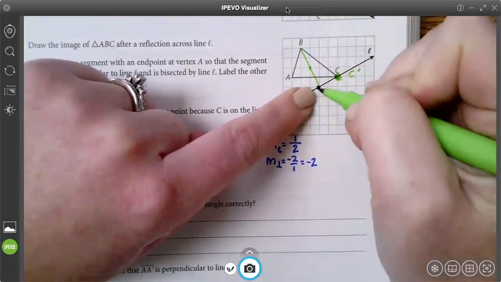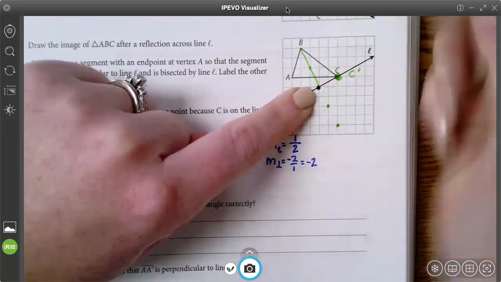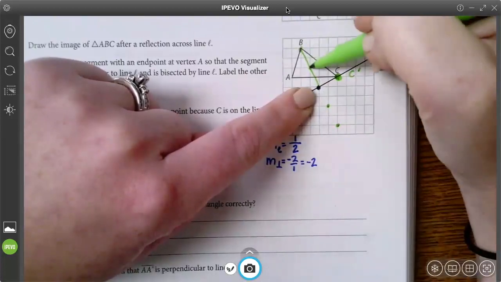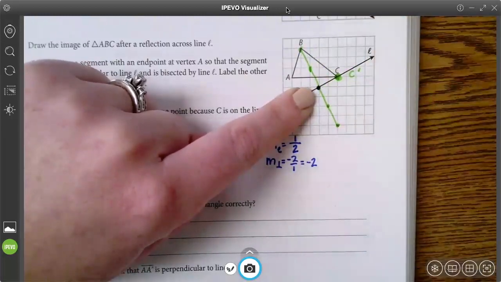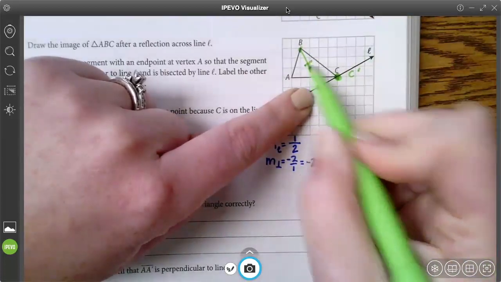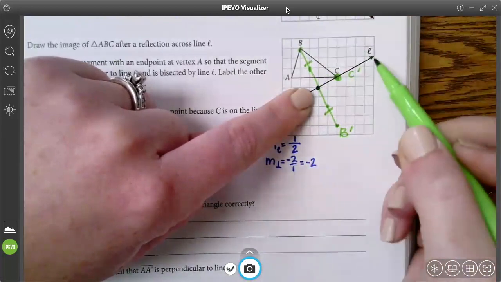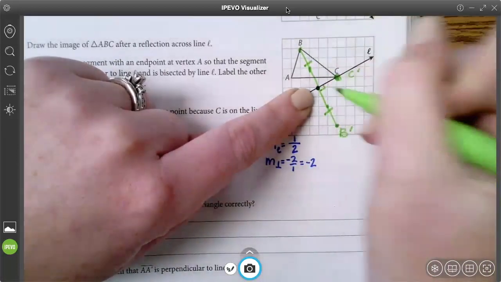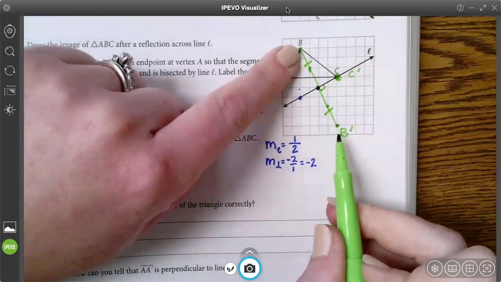So I'm going to go down 2 over 1, down 2 over 1. I did that the same number of times on either side of the line. So I know that this segment is congruent to this segment. And so L is the perpendicular bisector of the line connecting B and B prime.